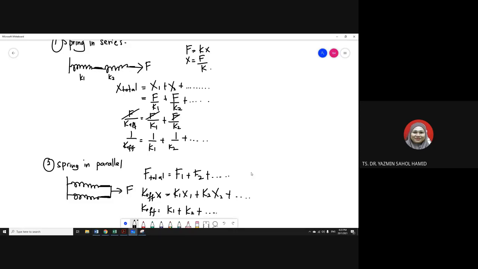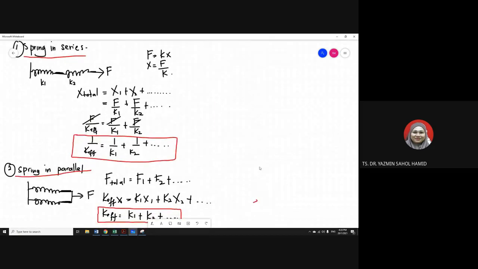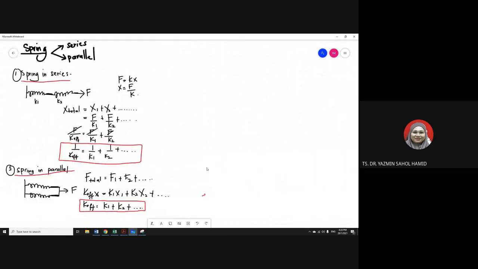So you have to understand; let me highlight again so you can understand the difference. This example is spring in series and this is its K effective. And this is spring in parallel, and this is its K effective. They are different. Now we will do an example to understand better.